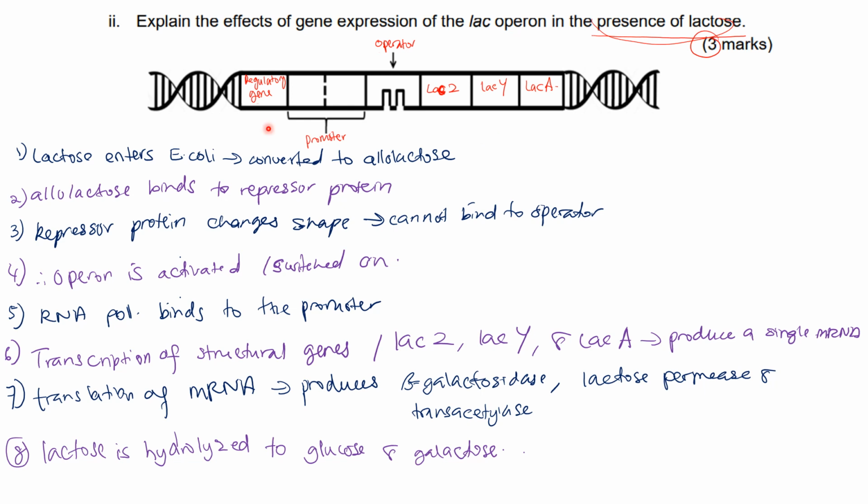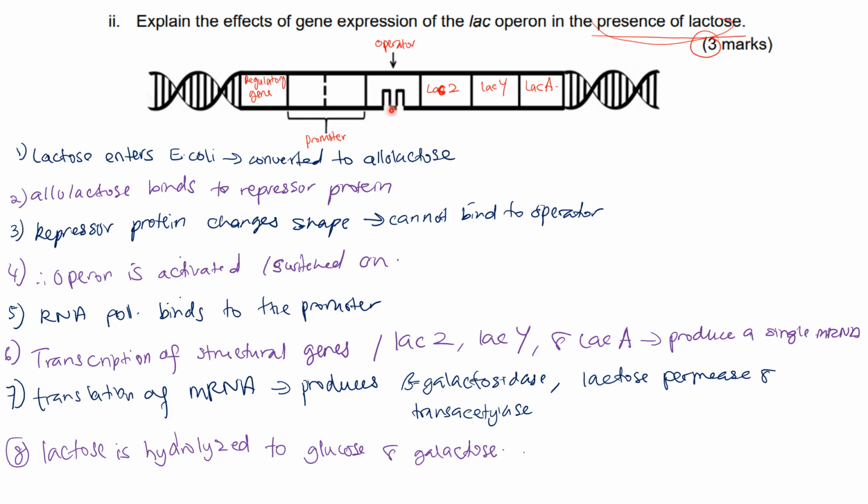In the presence of lactose, when lactose enters into the bacterial cell, lactose will be converted into its isomer, which is allolactose. So allolactose will bind to the repressor protein that was produced based on the information from the regulatory gene. Once the allolactose binds to the repressor protein, it causes the repressor protein to change shape. And once the repressor protein changes its shape, it cannot bind to the operator. So now the operator is free, it is not blocked. So the operator is activated or switched on.